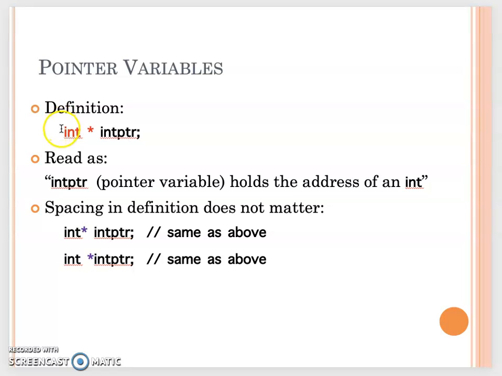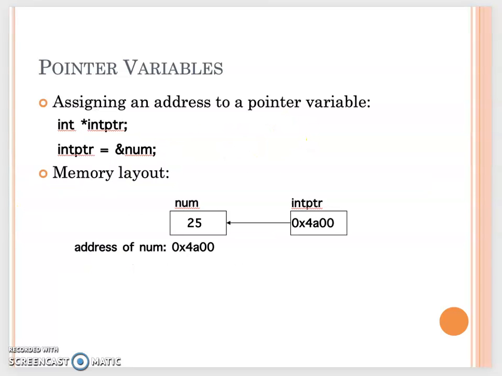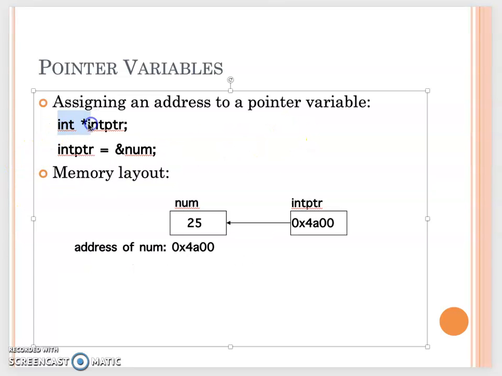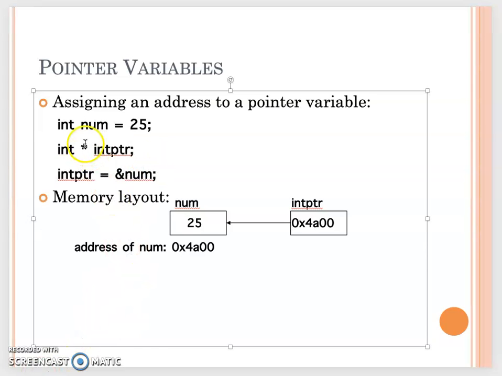That's how we declare a pointer variable. Like we said earlier, the pointer variable holds an address, so when we assign a value, we need to assign an address. After I define an int pointer called int ptr, if I want to assign a value to this variable, I need to assign the memory address of another variable. So here you see I have an int variable called num, with the value equal to 25. I define an int pointer, and then we assign.